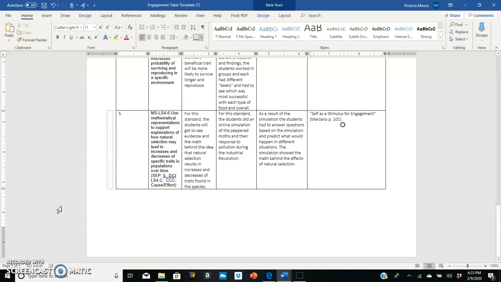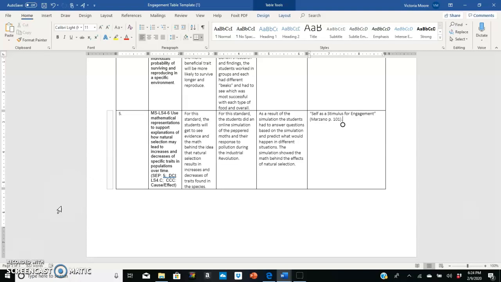So the final one I did is MS-LS4-6: use mathematical representations to support explanations of how natural selection may lead to increases and decreases of specific traits in populations over time. So for this standard, students will get to see evidence and the math behind the idea that natural selection results in increases and decreases of traits found in the species.